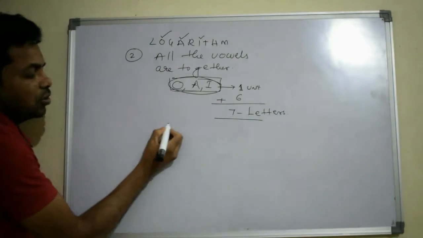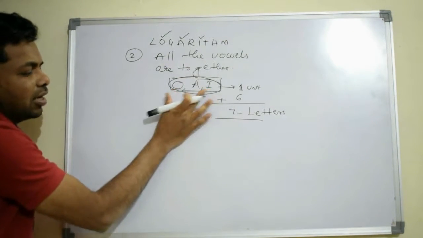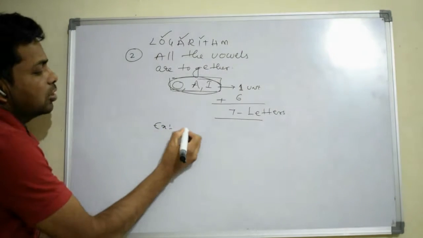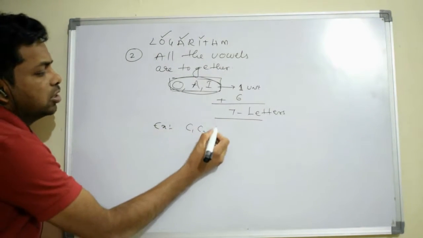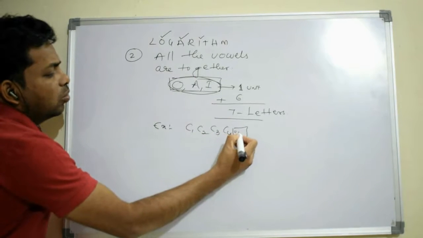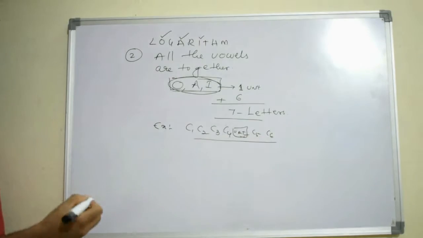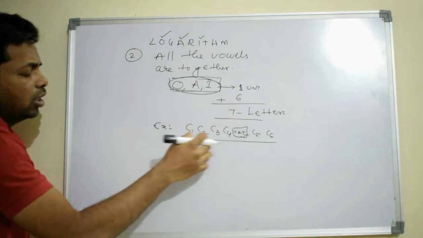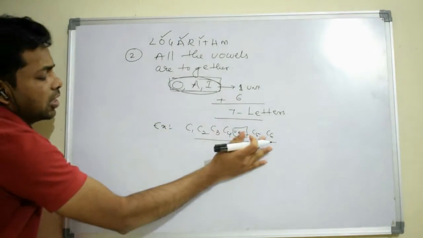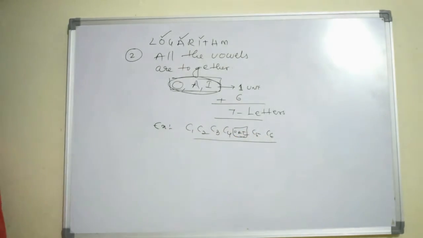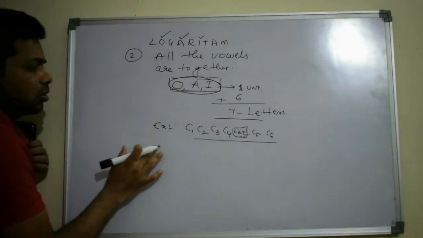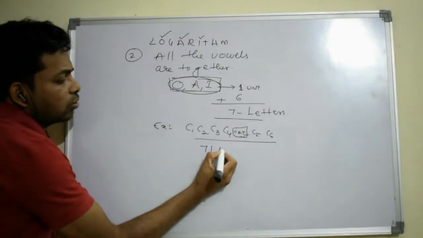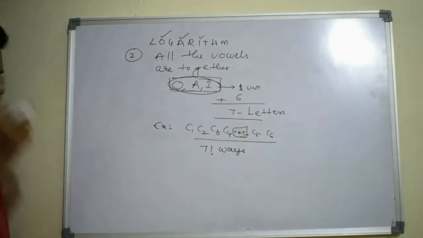So what I will do, these 6 consonants and this O, A, I as a unit, I'll randomly arrange them. For example, I'll take consonants, how many? 6 consonants. So C1, C2, C3, C4, somewhere I take OAI, C5, C6. So OAI is packed together and I am supposing that as one letter, and the consonants can be shuffled. This is the random arrangement of 6 consonants and one unit which contains OAI. How many ways can we do this? Totally we have 7 letters, therefore we can arrange in 7 factorial ways.